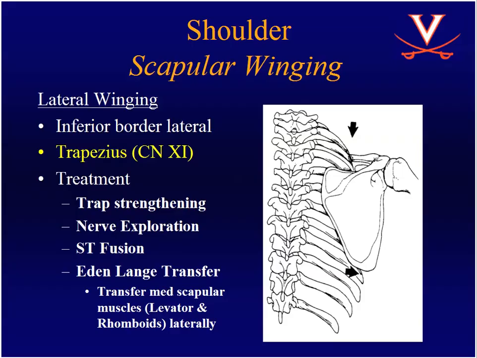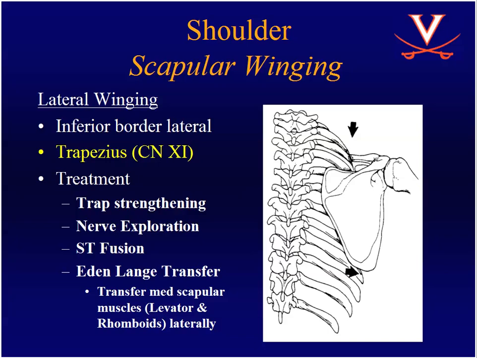Lateral winging, the inferior border of the scapula goes lateral. That's because the trapezius is injured. That's because some unwitting general surgeon did a little dissection to the posterior neck looking for a lymph node and dinged the cranial nerve 11, the accessory nerve, spinal accessory nerve. And when that happens, you get lateral winging because the border goes lateral. What do you do about that?